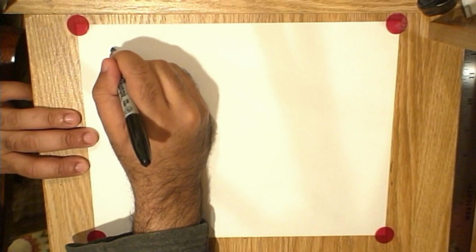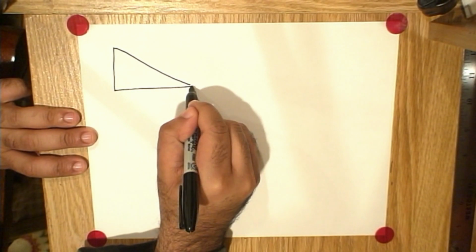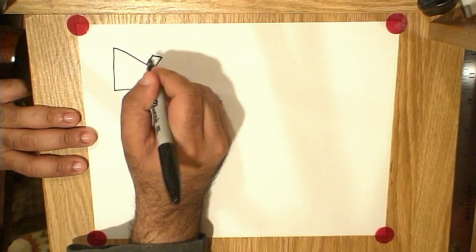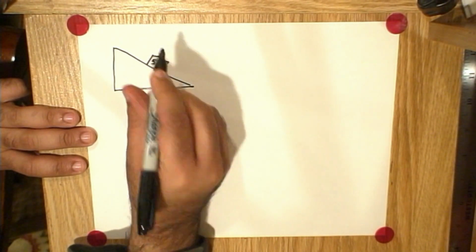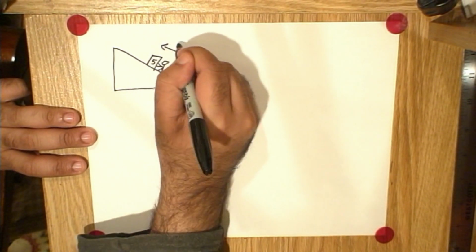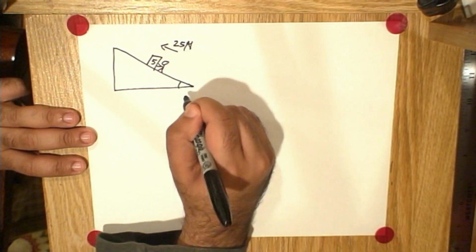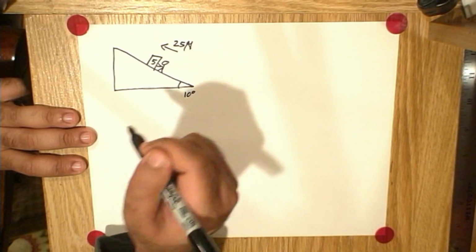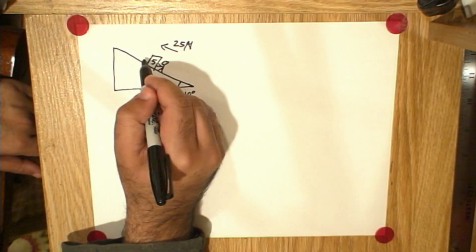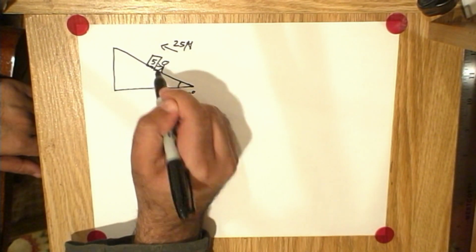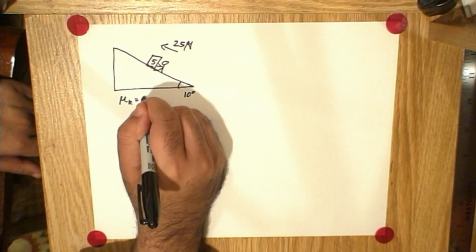In this question, we have a ramp very similar to the last question. The object is still 5 kilograms, still being pushed upwards by our hero with the same force of 25 newtons, and the ramp has the same inclination of 10 degrees. The only difference this time is that there is a coefficient of kinetic friction here. And we were told that the coefficient of kinetic friction was 0.1.